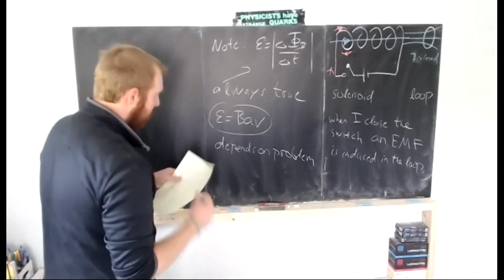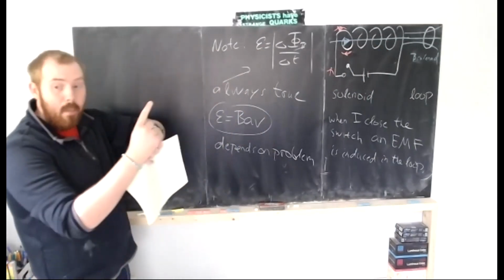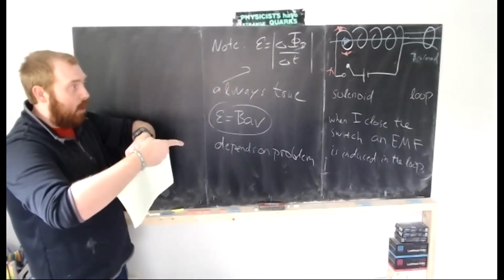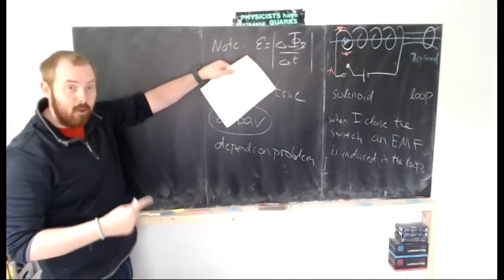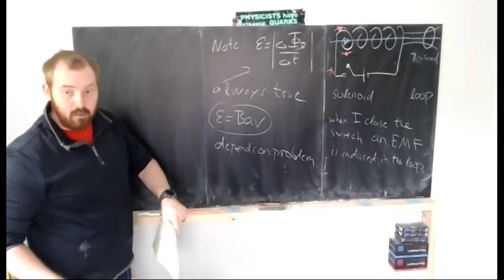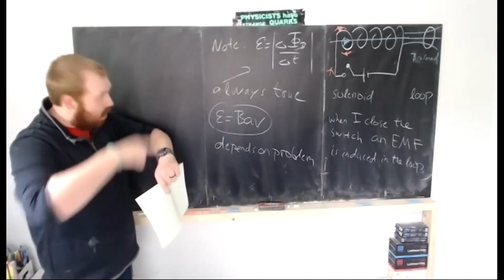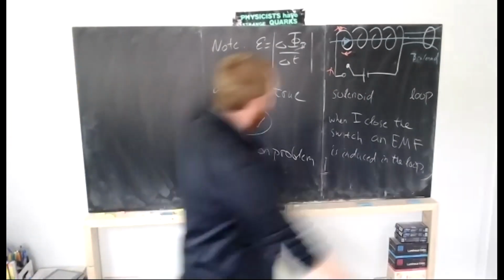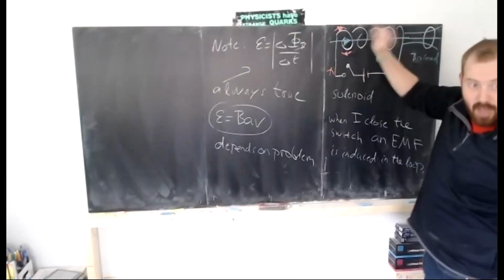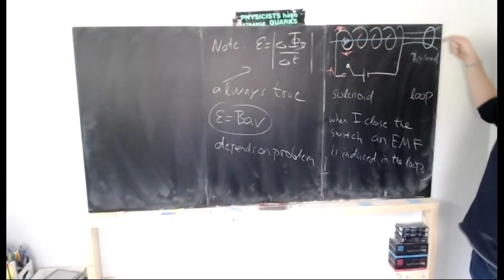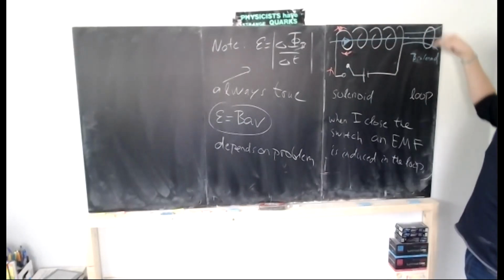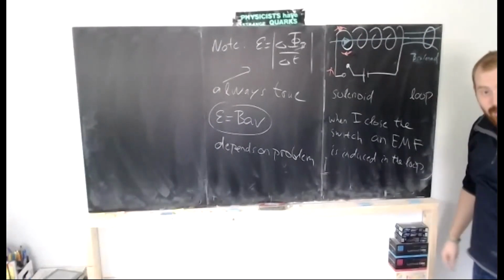Right. So this only happens the moment after I've closed the switch, right? Switch is open, there's no current, no magnetic field from the solenoid, nothing's happening in the loop. Close the switch, current flows, that creates a magnetic field. That magnetic field is going to induce a voltage on this loop. If there's a voltage on this loop, it's going to make its own magnetic field.